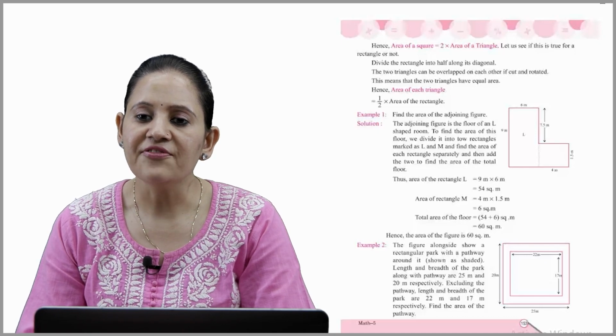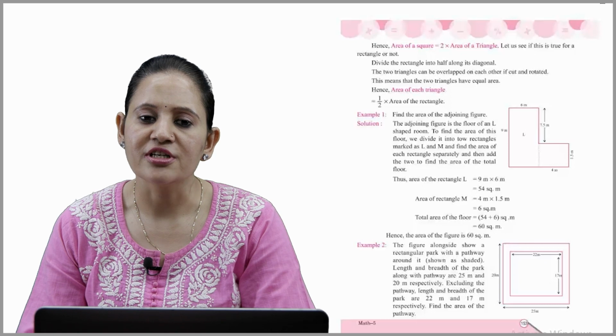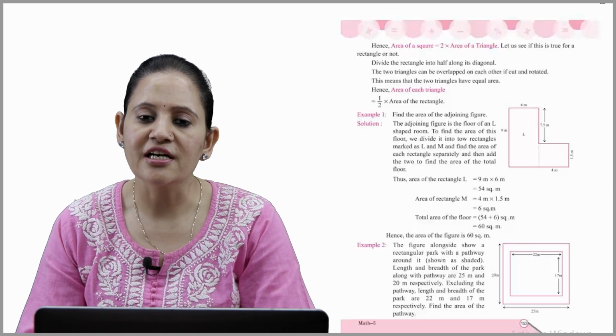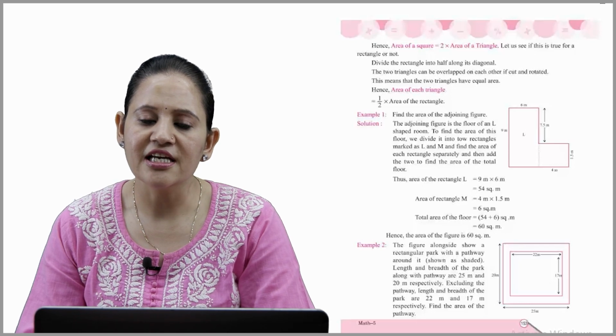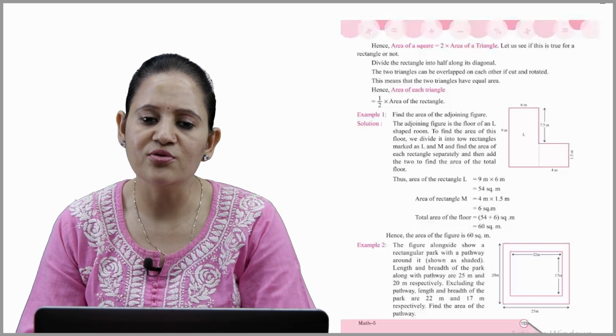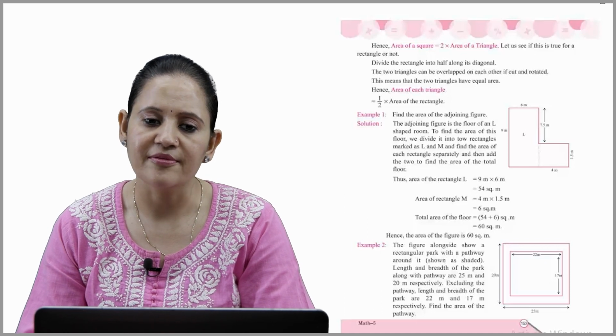Let us see if this is true for the rectangle or not. Divide the rectangle into 2 halves along the diagonal. The 2 triangles can be overlapped on each other if cut and rotated. That means that the 2 triangles are of equal area. Hence the area of each triangle is equal to 1/2 area of the rectangle.